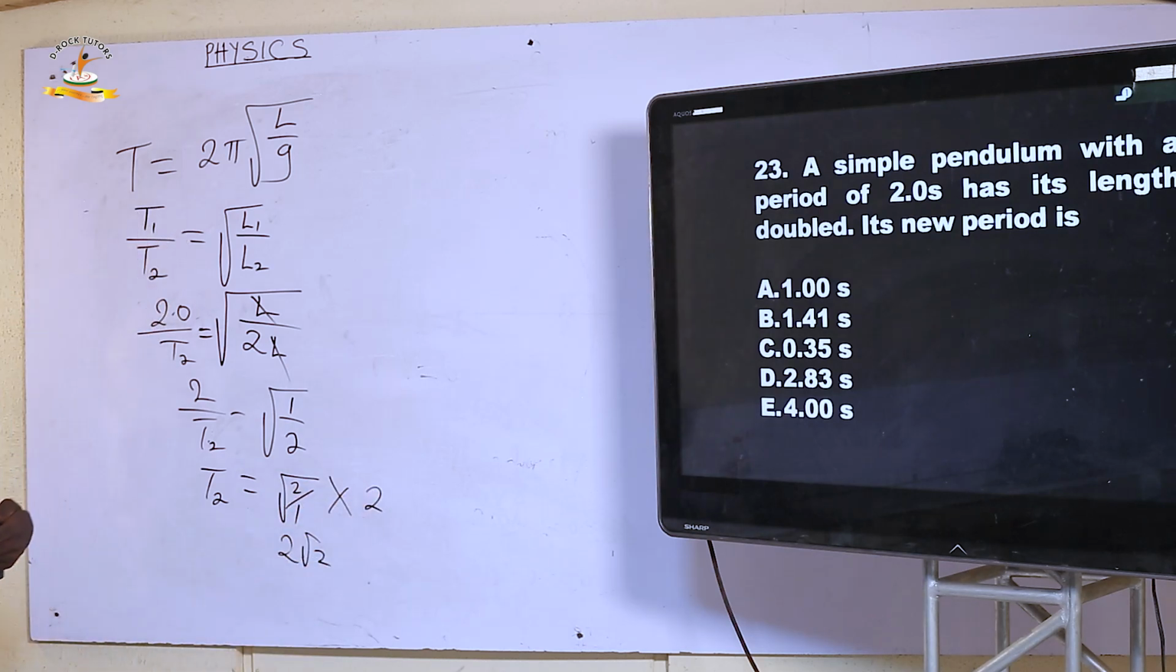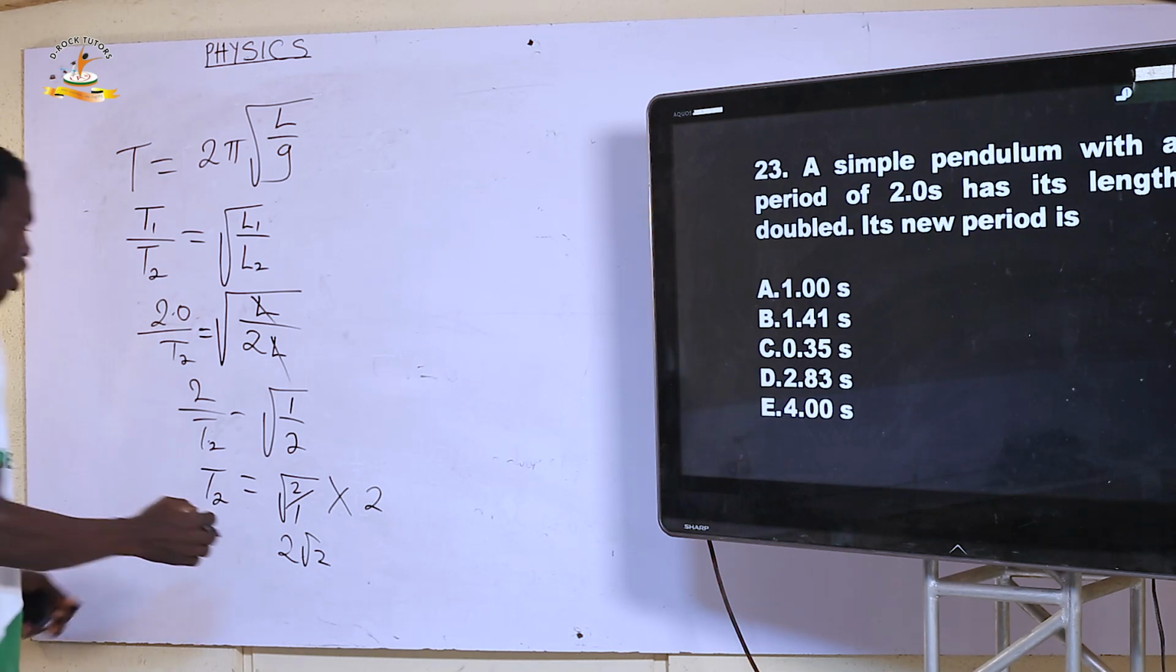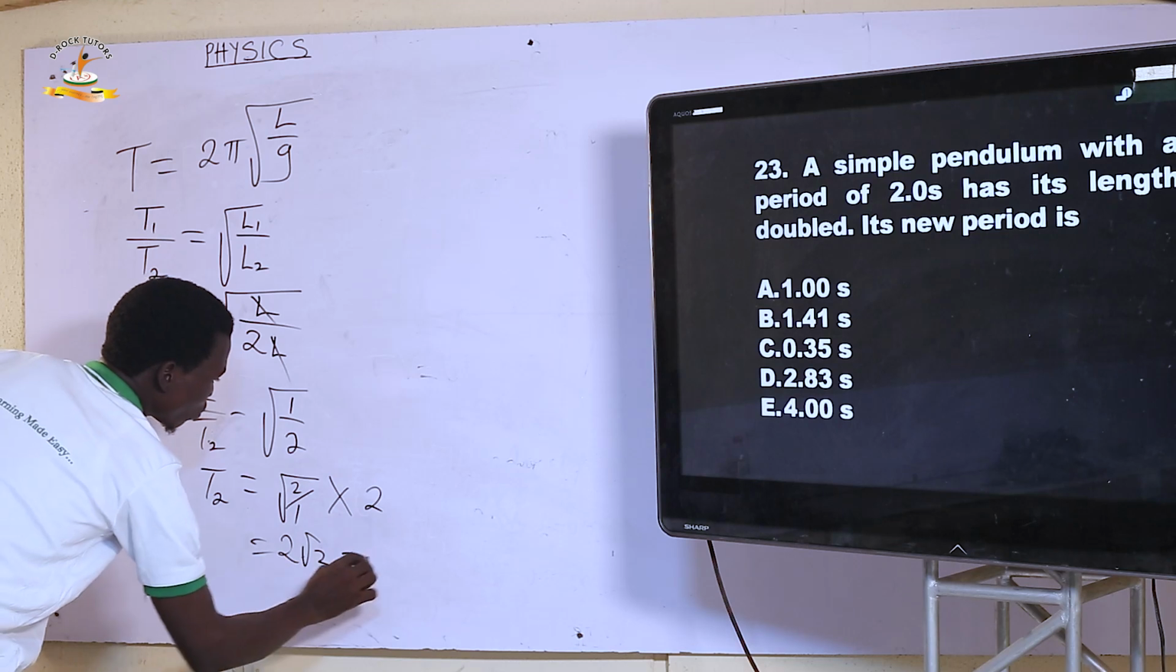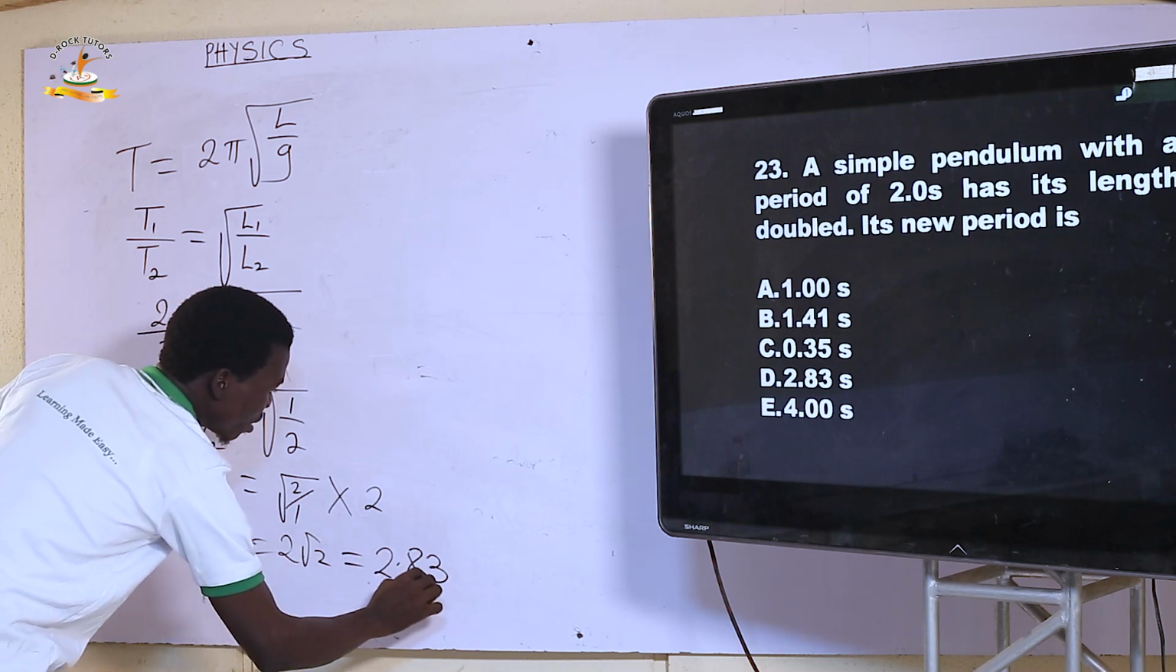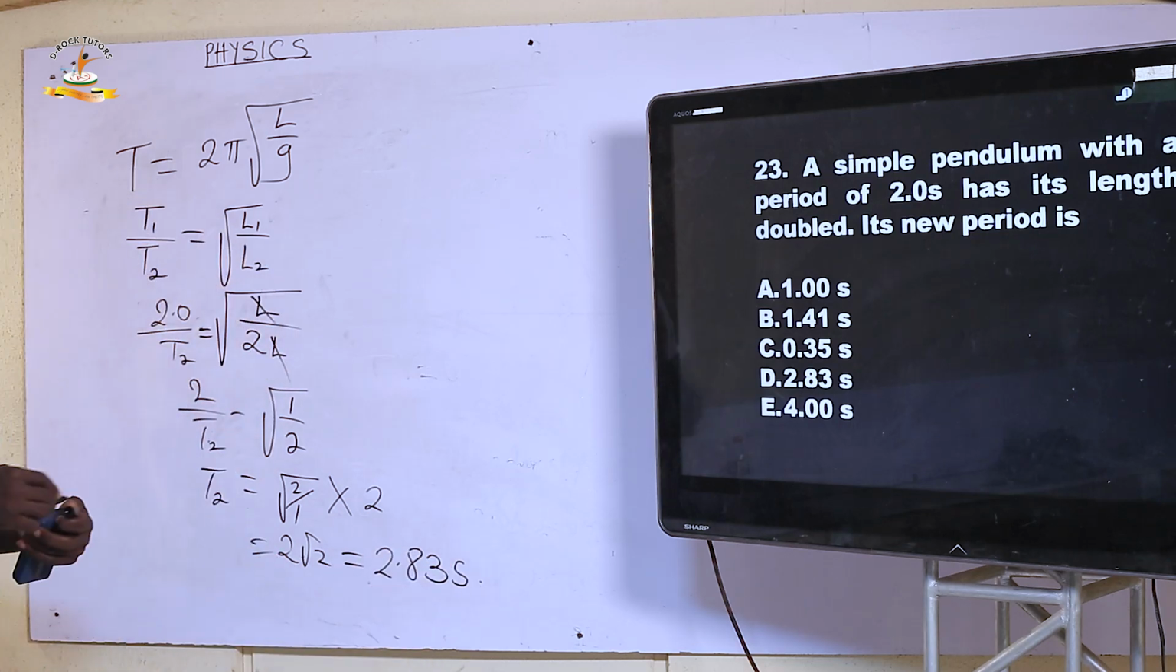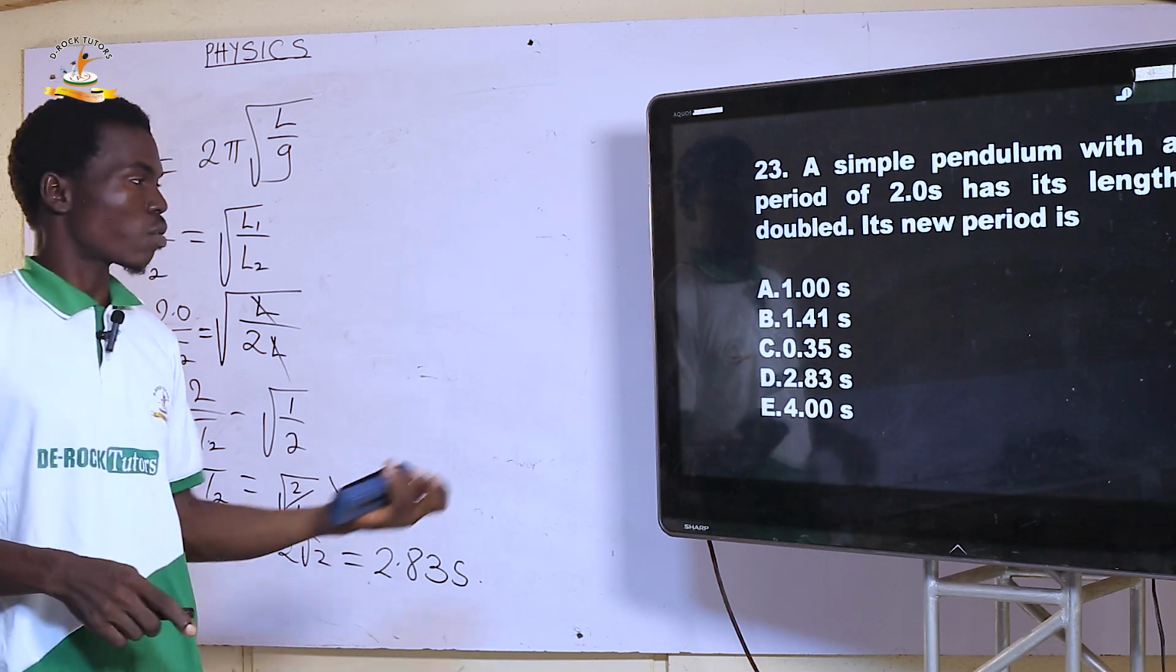So what is 2 root 2? Let's press that and get the answer. 2 root 2 is 2.83. So the correct option is D, 2.83 seconds. That's the new period. And that is it. Next question.